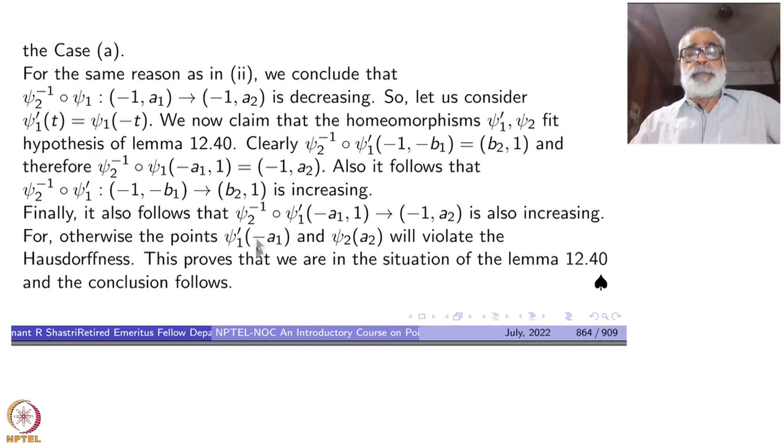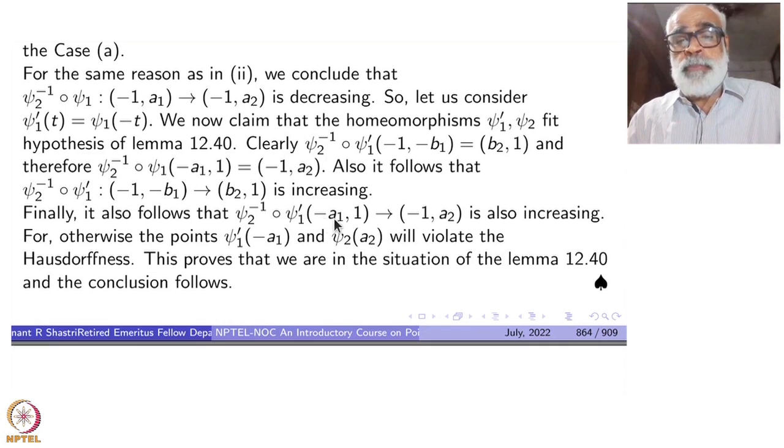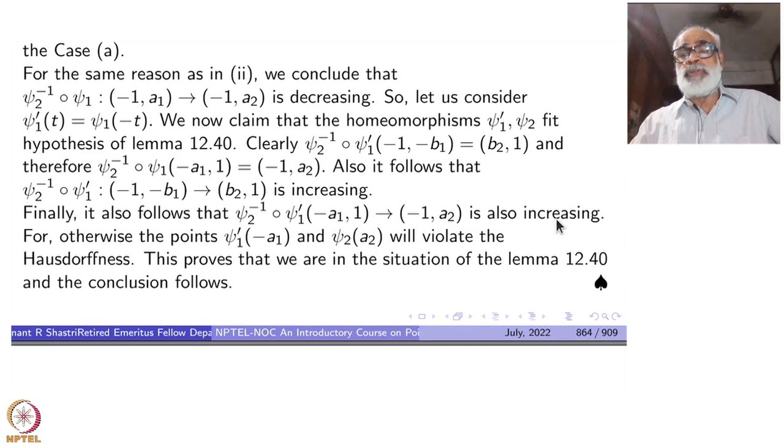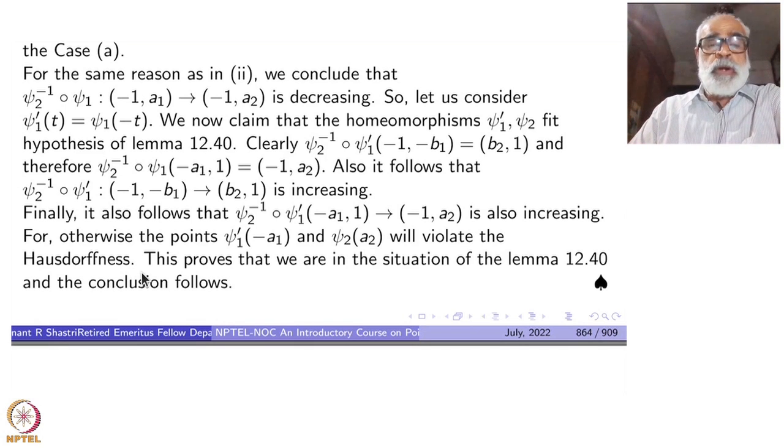Finally it follows that psi 2 inverse composite psi 1 of minus 1 1 to minus 1 a 2 is also increasing. The other part is also increasing. Otherwise you will have psi 1 prime minus 1 a1 minus a1, and psi 2 prime a2 violating the hypothesis. So that is why we are in a nice situation of the second lemma there. Therefore, the conclusion is that in this case, the entire manifold has to be S1.